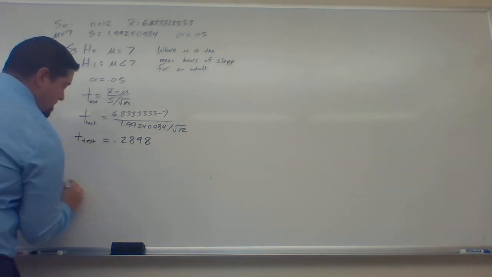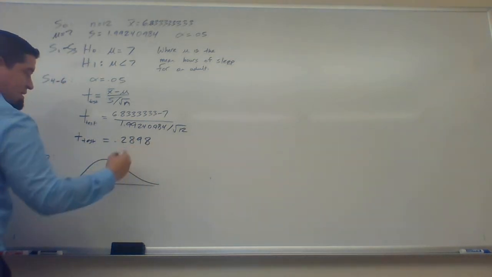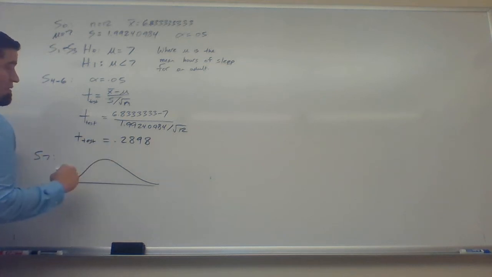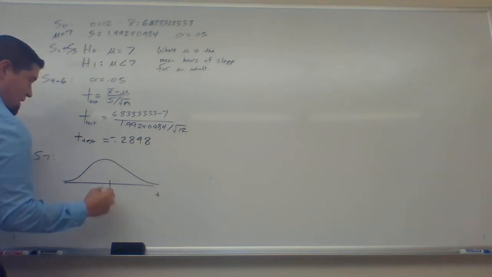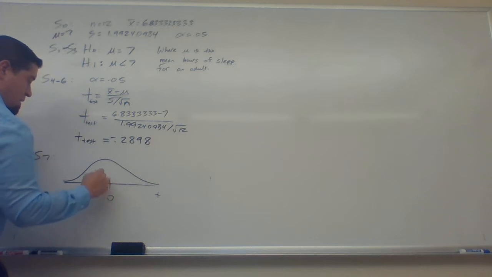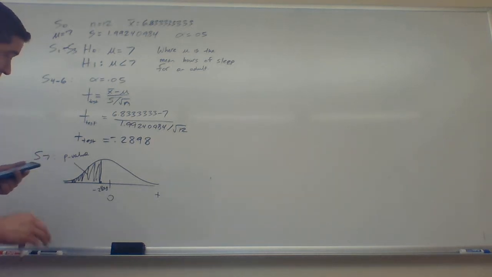So what's the p-value? The p-value is the probability that I get the t-test value and beyond. So this was actually a negative 0.289. If this is 0 for a t-distribution, then negative 0.2898 would be about here, and this would be my p-value. This is what I'm looking for. I could already tell that's going to be fairly high, but we're going to do it anyways.